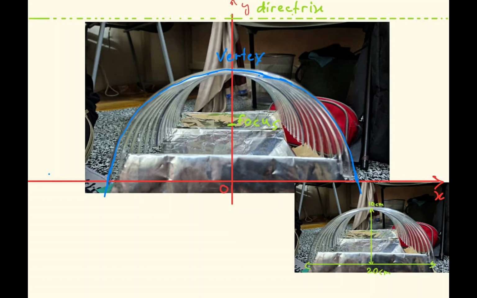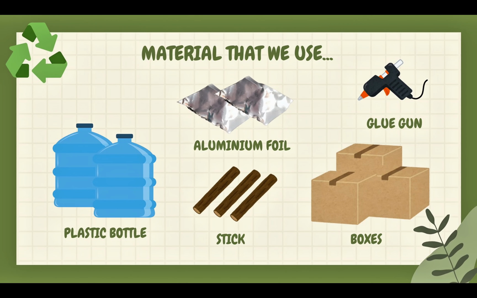Now here are the positions of the directrix, vertex and locus, as well as the scale measurement for the roof. The materials that we use to construct this stadium are boxes, plastic bottles, glue gun, aluminium foil, and wooden sticks, as well as several other accessories to decorate the model. First, we use recycled plastic bottles as the stadium roof, boxes as the walls and seating areas, and wooden sticks as the stadium pillars. We also wrap the boxes with aluminium foil.